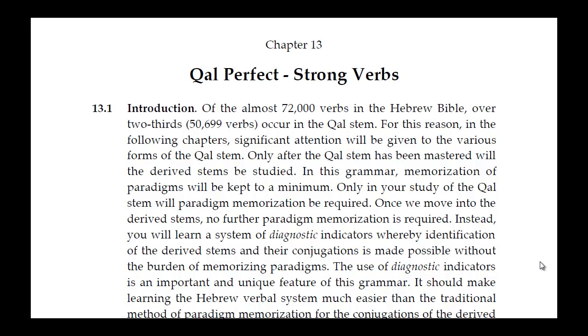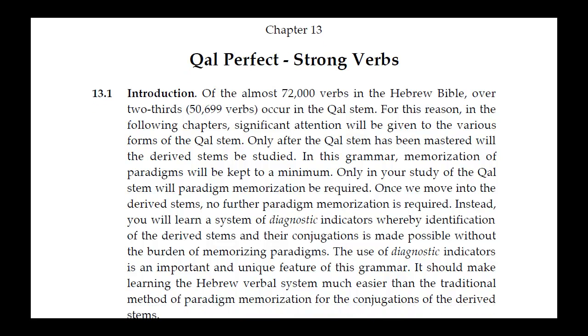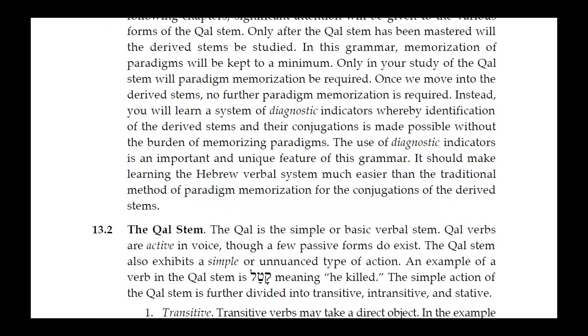Now, in this grammar, memorization of the paradigms will be kept to a minimum, and we only need to study the Qal stem because once we have the endings, the suffixes or afformative endings on this Qal stem perfect, that is pretty much applicable to all the other stems also in the perfect tense. So we're going to learn a system of diagnostic indicators whereby we can identify the derived stems and their conjugations. Later on, we'll get into derived stems.